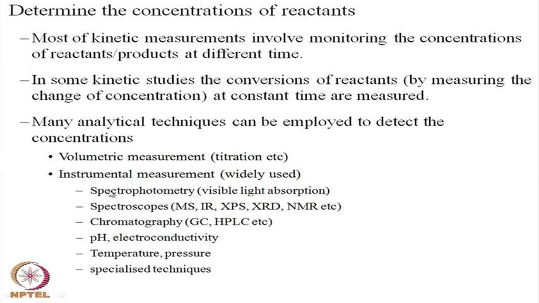Okay, these are all instrumental methods. By using instrumental techniques, you will be able to find out the concentration. In case of spectrometry, it relies on the fact that out of your many reactants, suppose there are two reactants and two products, maybe one out of these four species is absorbing at a fixed wavelength, say at 500 nanometer. So, what you do, you monitor absorbance at 500 nanometer as a function of time. That will give you the concentration.